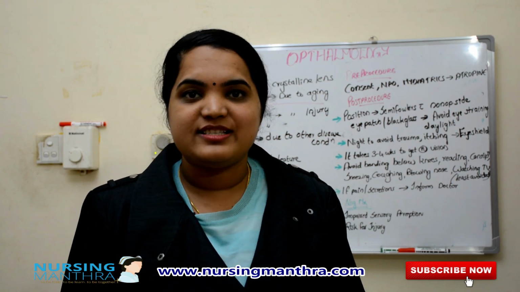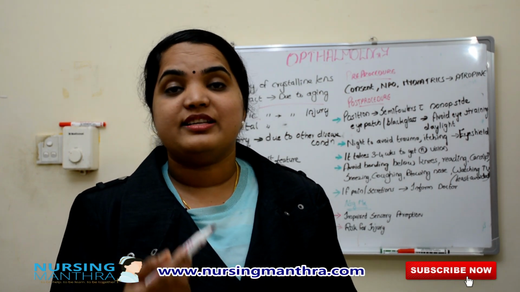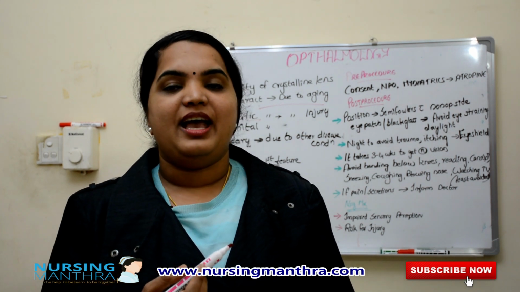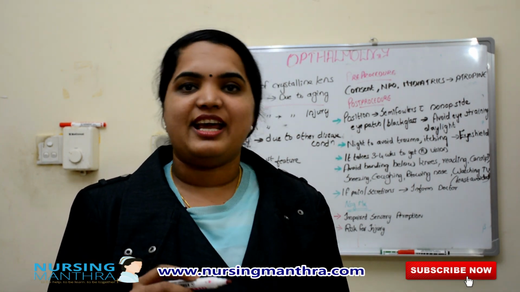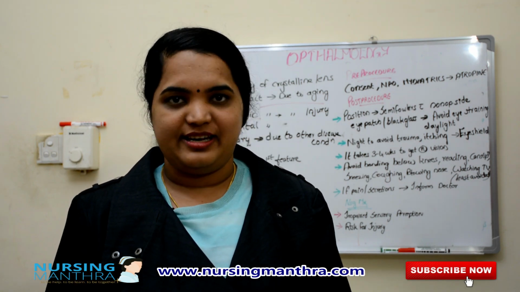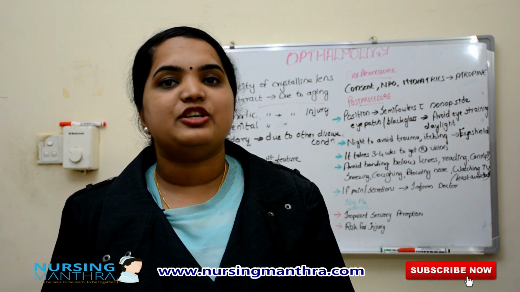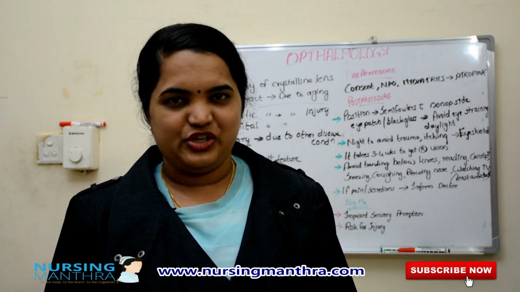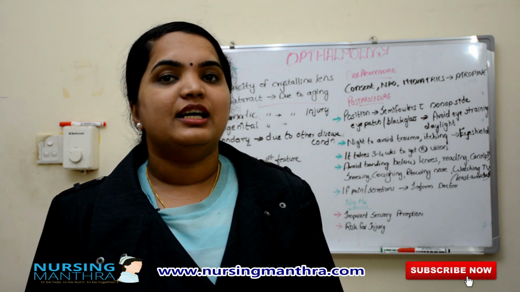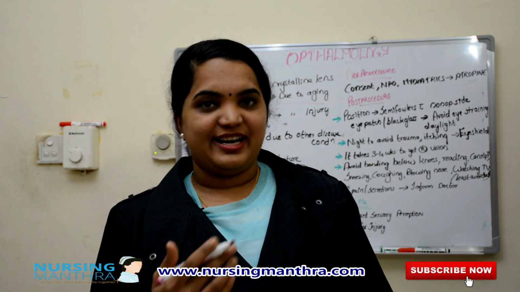The second one is traumatic cataract. It is related to trauma. The third one is congenital cataract. By birth itself, congenitally, the baby is getting this cataract. And the fourth one is secondary cataract. It is due to some disease conditions, secondary disease conditions. These are the main 4 types of cataract.